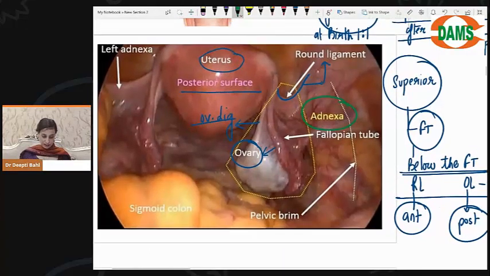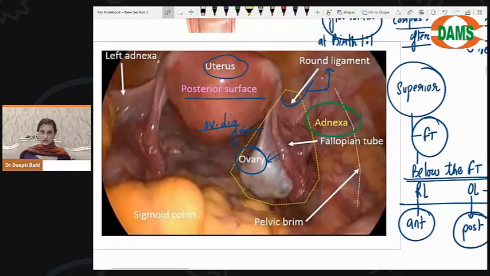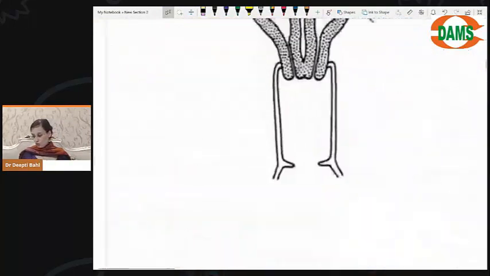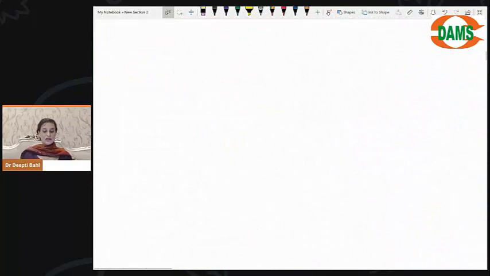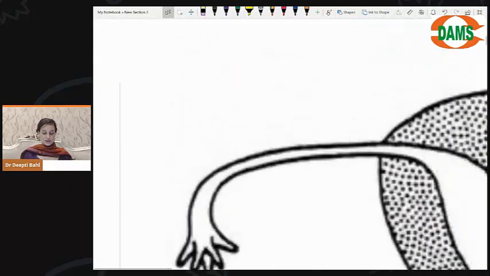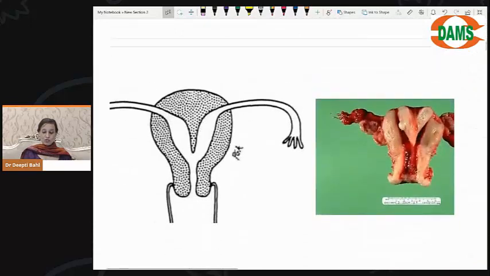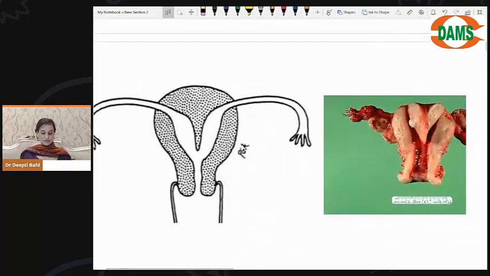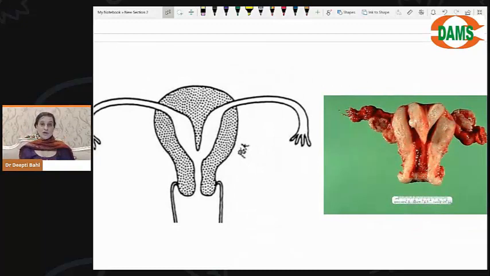Okay. Now, this is the normal development of the uterus. Now I'm going to show you another picture. Okay. Now we're going to see another picture and you will tell me what's wrong with that picture. So now we are going to talk about abnormal development. We've talked about normal development. We will talk about abnormal development.